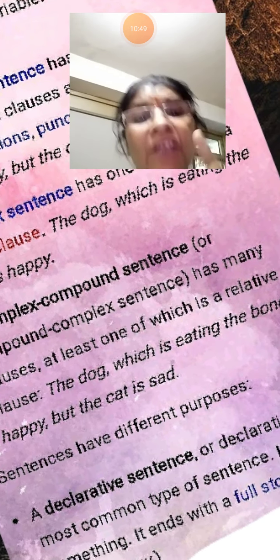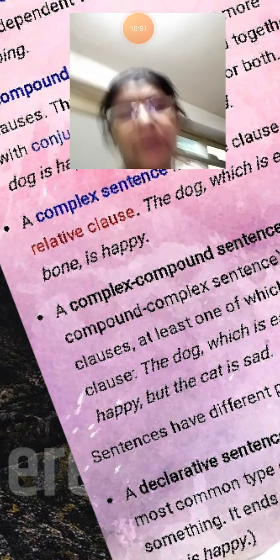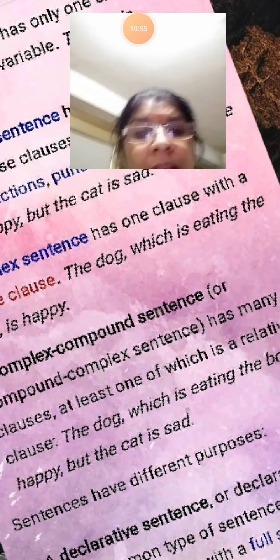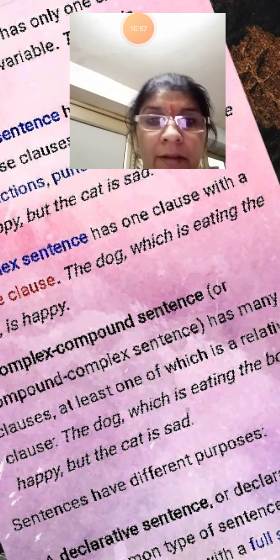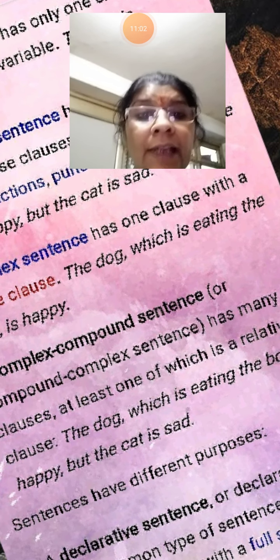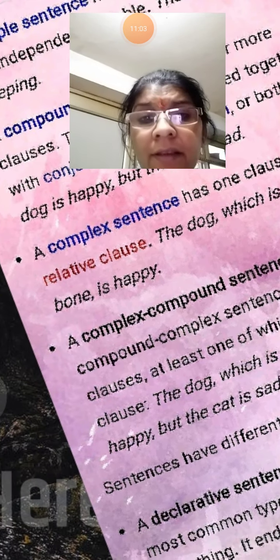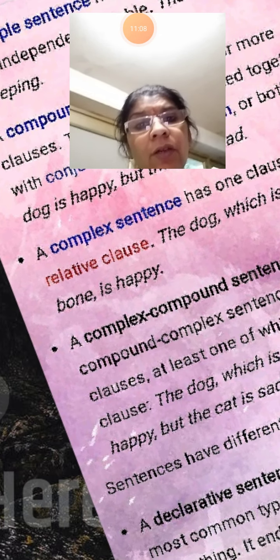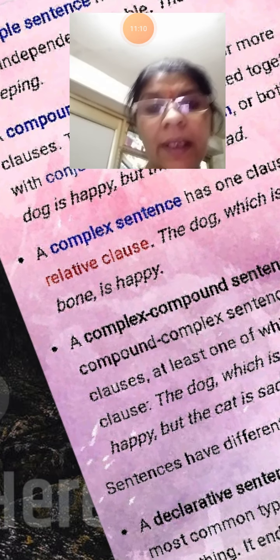The dog which is eating the bone is happy. Now here we use the relative clause. The dog which is eating. It is related with the bone? The bone is happy? Who is happy? The dog is happy.